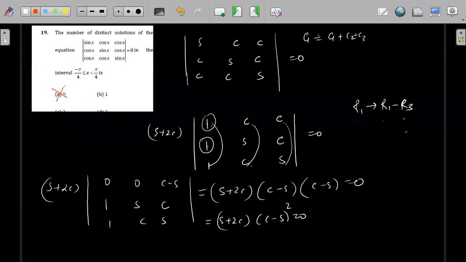A21, I'm subtracting 1 from the 1, so 0. This is c from c, so this is 0, and c from s, so c minus s. Understood, Subiksha? A21 is 0. This is 0. Okay. Understood?